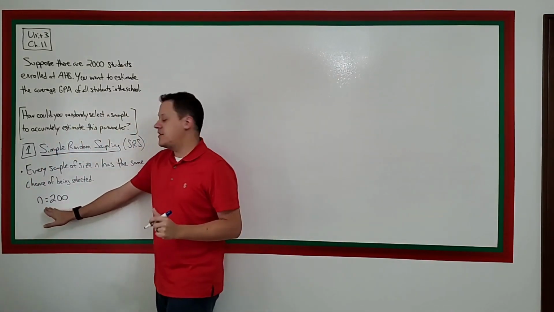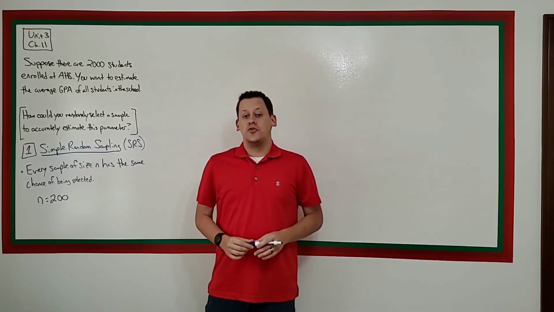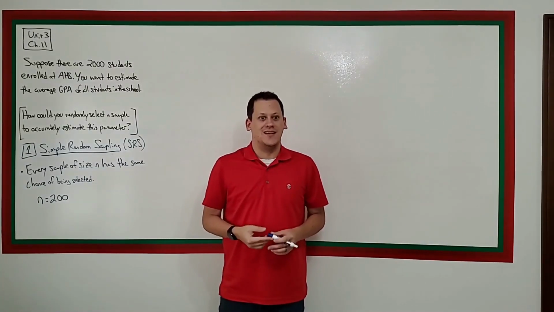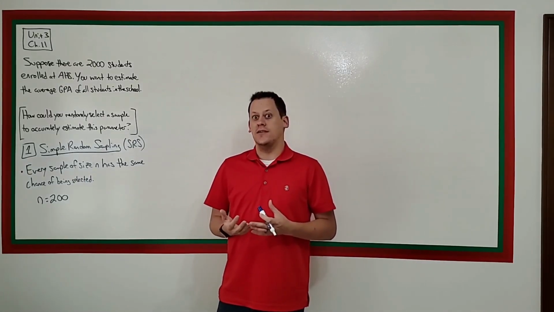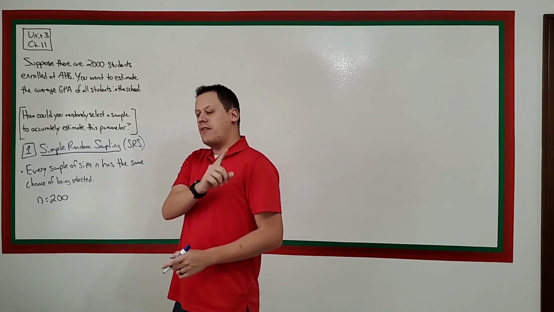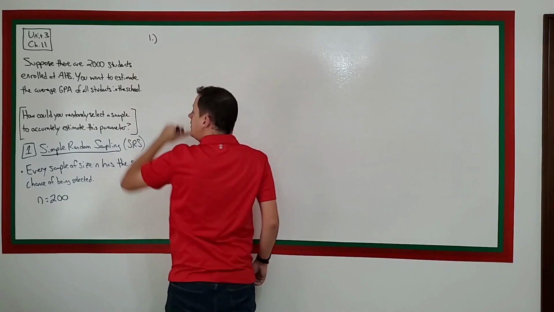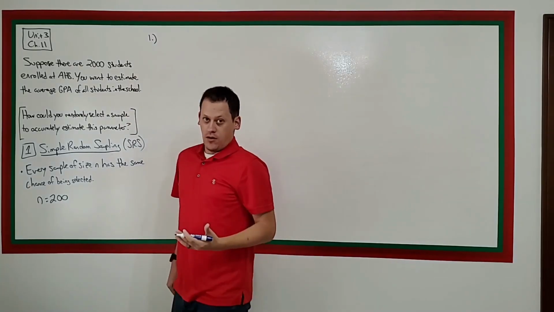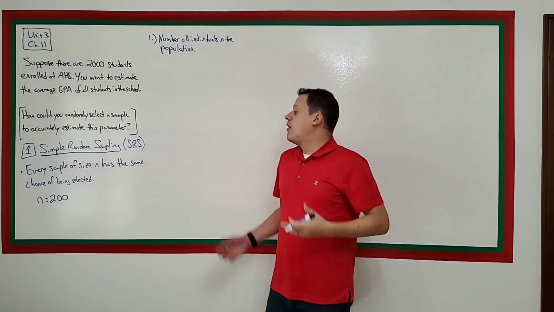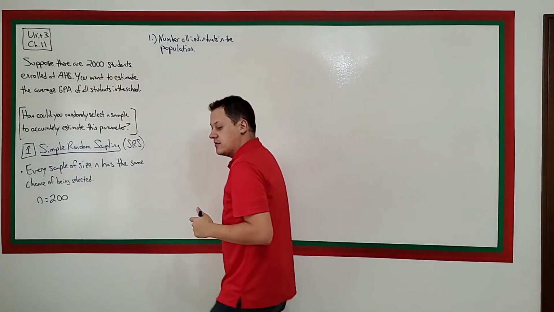So again, this is a determination that you're going to need to make no matter what the type of sampling. So how are we going to ensure that every sample of size 200 has the same chance of being selected and make sure that the sample is selected randomly? Well, this is not a very complicated process. This is still an SRS. The first step is to number all the individuals in the population. So in our example here, we're going to be numbering all the students from 1 to 2,000.